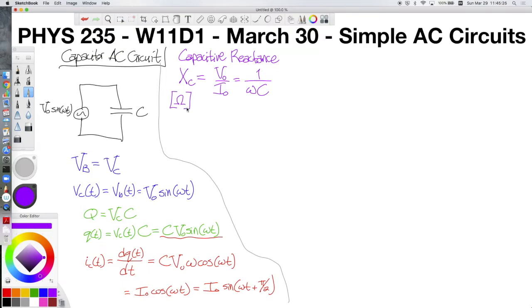But when you see capacitive reactance, think of the following. Think the opposition of the capacitor to changes in current. So the higher XC, the capacitive reactance, is, the more the capacitor will oppose changes in current. The lower XC will be, the more open the capacitor is to changes in current.